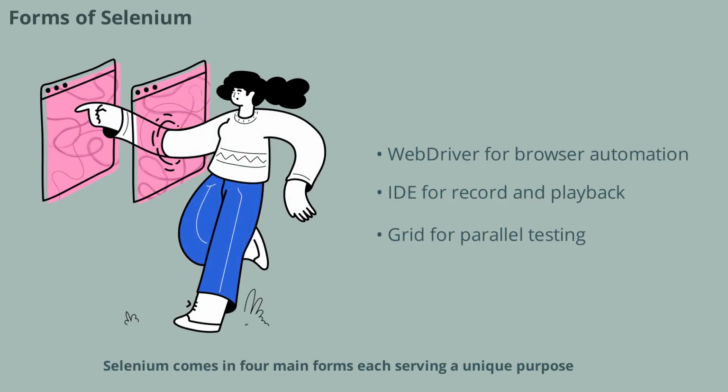Selenium comes in four main forms, each serving a unique purpose. Selenium WebDriver is the most popular, allowing you to automate web applications using native browser methods. Selenium IDE is a Firefox plugin that operates on a record-and-playback principle, making it accessible for beginners. Selenium RC, now deprecated, uses JavaScript for automation. Finally, Selenium Grid enables parallel test execution across multiple machines, boosting efficiency for large-scale projects.